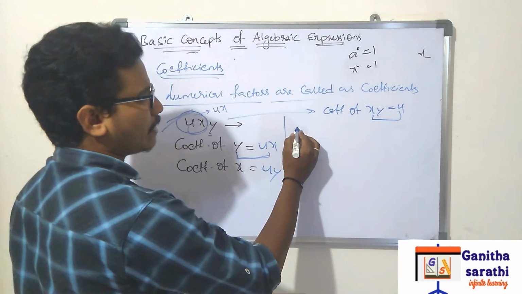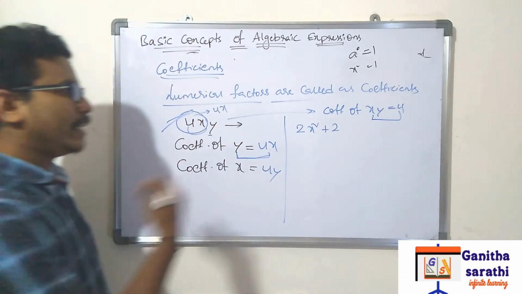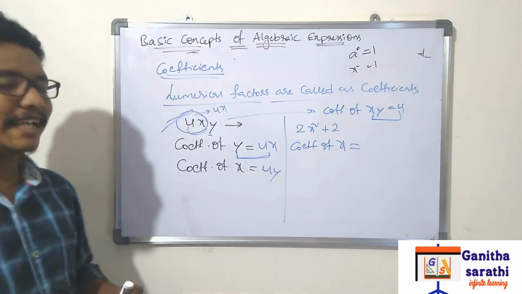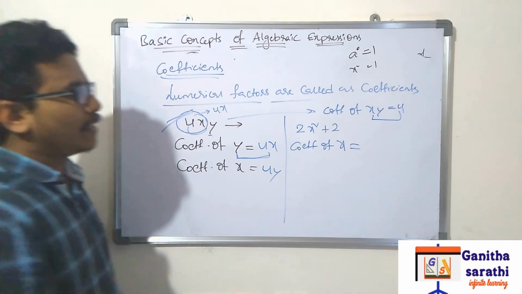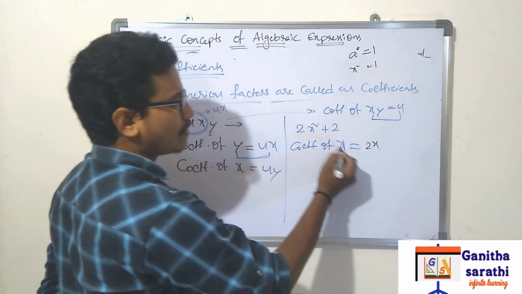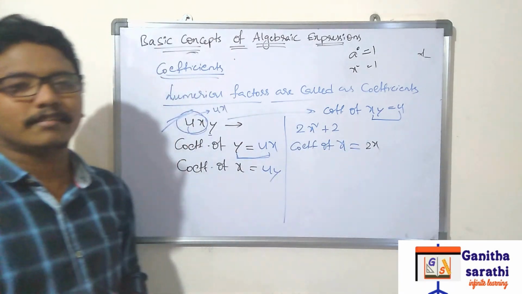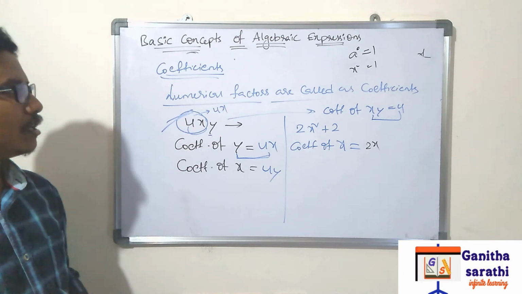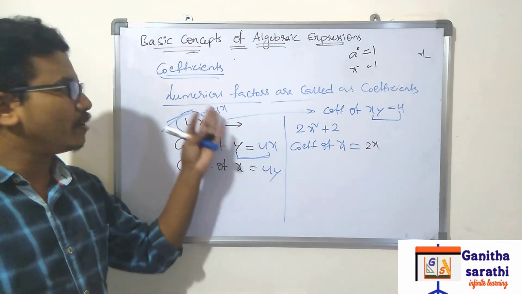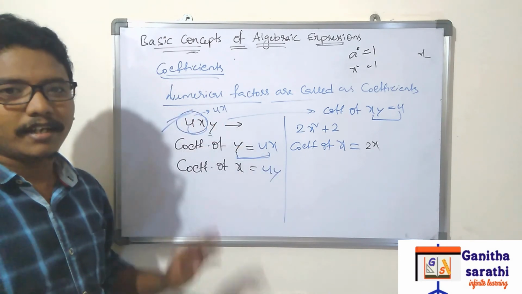Take the example 2x square plus 2. He is asking the coefficient of x in this expression. For getting 2x square, how much should you multiply to x? 2x, since 2x into x will be 2x square. So the coefficient of x in this expression is 2x. Understood? So numerical factors and also constants containing variables can sometimes be coefficients. This is about the coefficients of algebraic expressions.